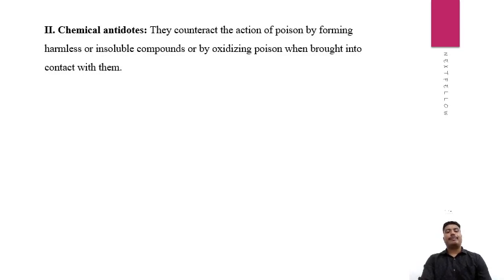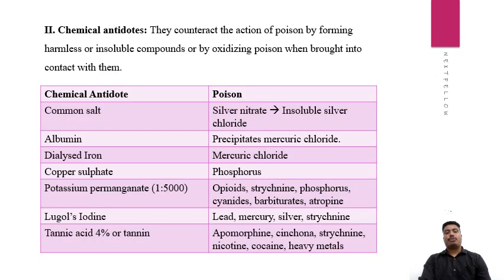Now what is a chemical antidote? They counteract the action of poison by forming harmless or insoluble compounds or by oxidizing poison when brought into contact with them. Some examples of chemical antidotes: common salt for silver nitrate poisoning, which converts silver nitrate into insoluble silver chloride. Albumin is used to precipitate mercury chloride. Dialyzed iron is also used in mercury chloride poisoning.